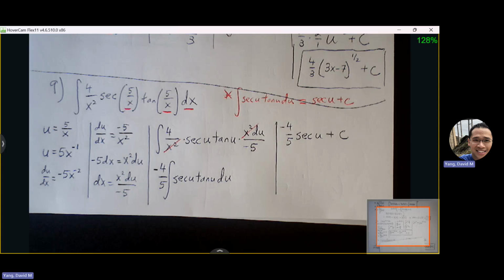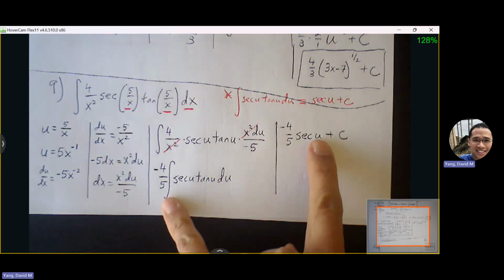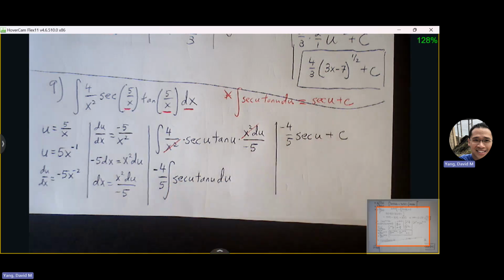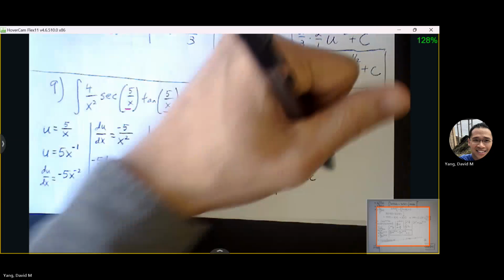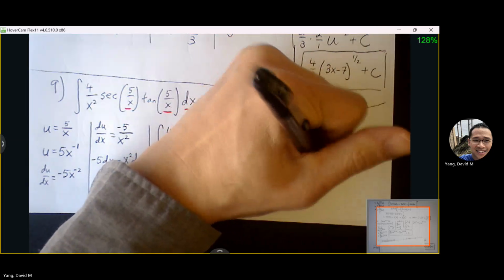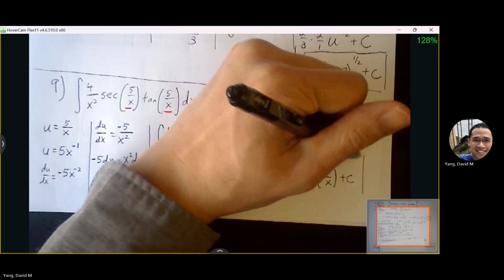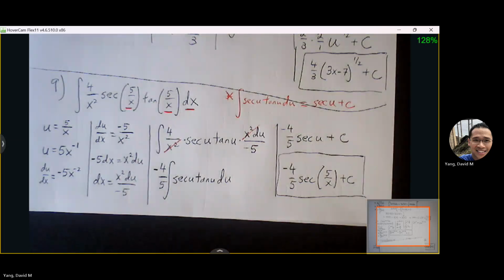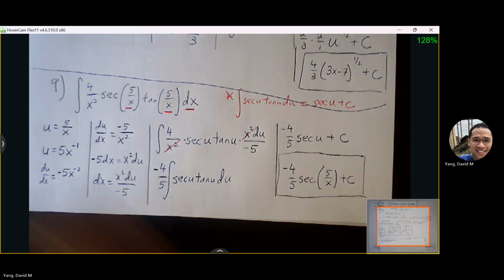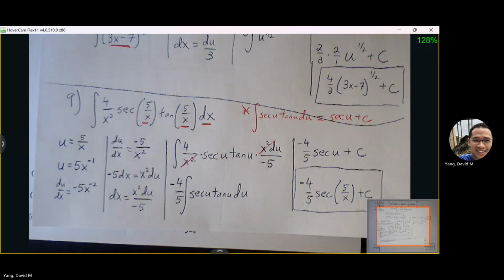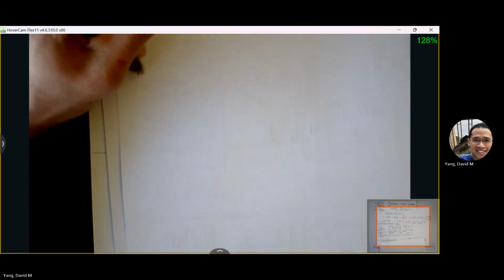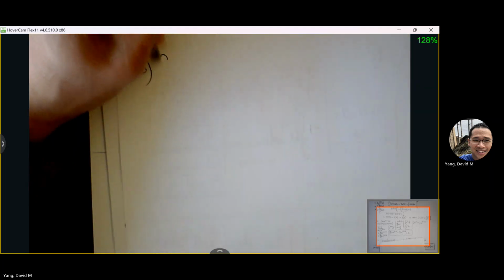Okay, replace the u back in terms of x. We have the antiderivative. We just have to make our final set of substitutions here. Okay, next one, number 10.